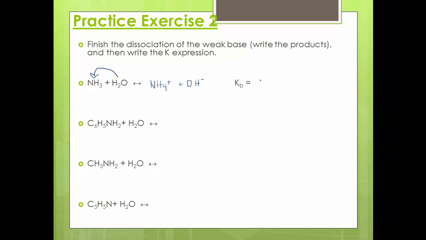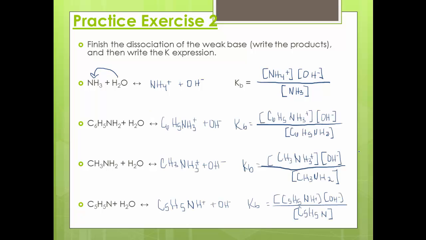So we are going to essentially put products over reactants. So that's NH4 plus times OH minus, and then NH3 goes on the bottom. We left out the water, and that's it. So feel free to pause and try these next 3 on your own. All right, so this is a good time to check your answers. Remember that we omitted water from the Kb expression over here. And pretty much for all of these, our original base gained a positive hydrogen ion turning into this right here. So feel free to pause it and check your answers before you move on.